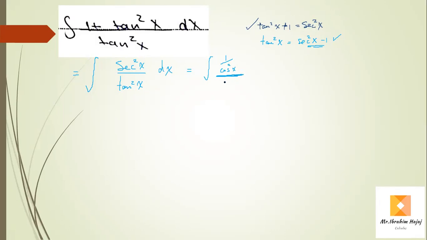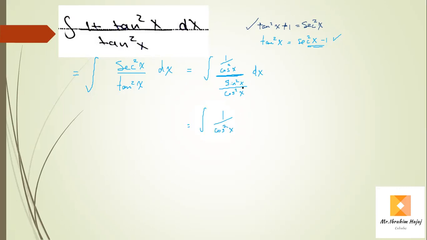1 over cosine squared x, and tan squared is what? Sine over cosine, right? Sine squared x over cosine squared x dx. So that's it. I can write it as 1 over cosine squared x.